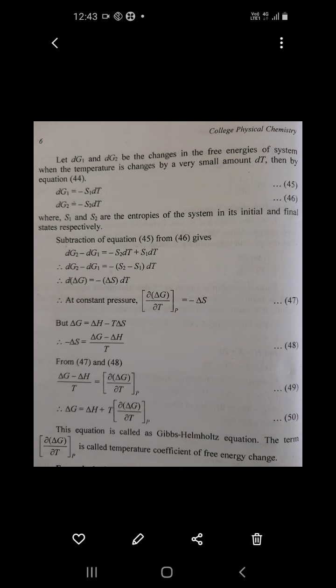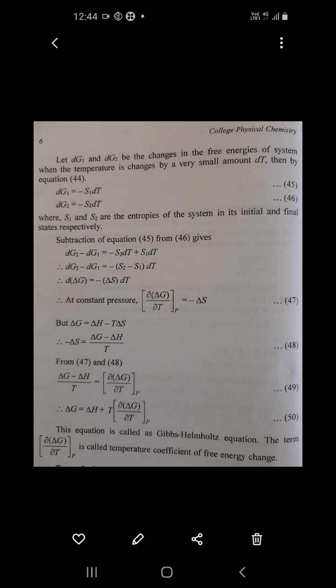dG1 is equal to minus S1 dT, if the change is very small, at very small temperature change. So dG1 is equal to minus S1 dT and dG2 is equal to minus S2 dT, where S1 and S2 are the entropies of initial and final states. Subtracting equation 45 from 46 gives dG2 minus dG1 is equal to minus S2 dT plus S1 dT. Therefore, dG2 minus dG1 is equal to minus (S2 minus S1) dT, or d delta G is equal to minus delta S dT.